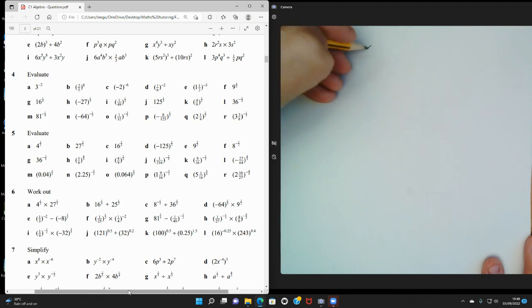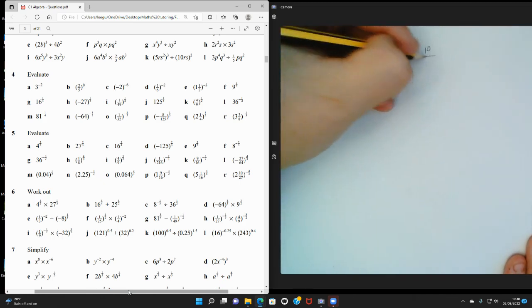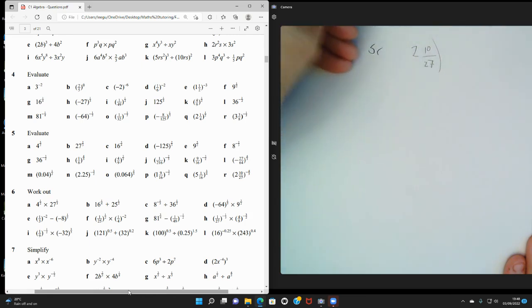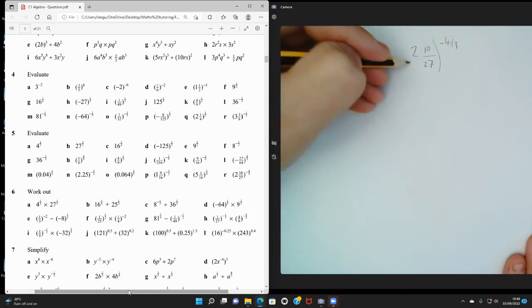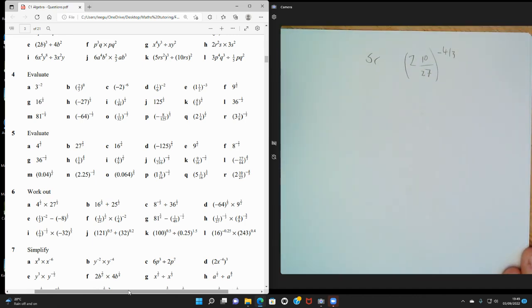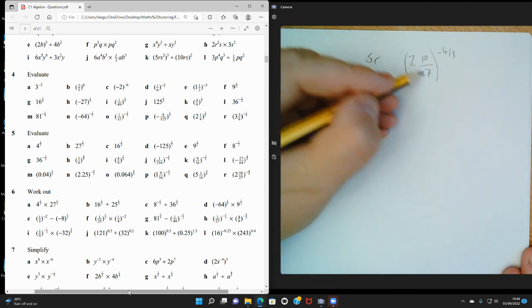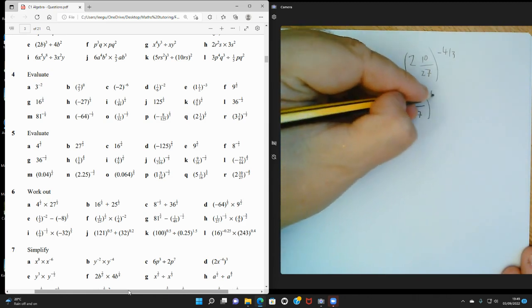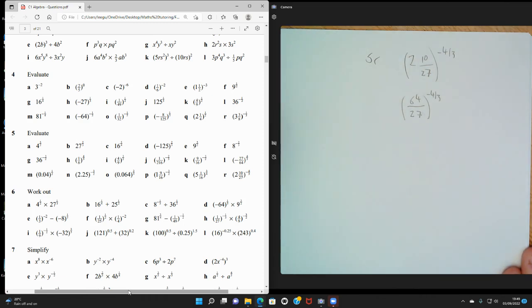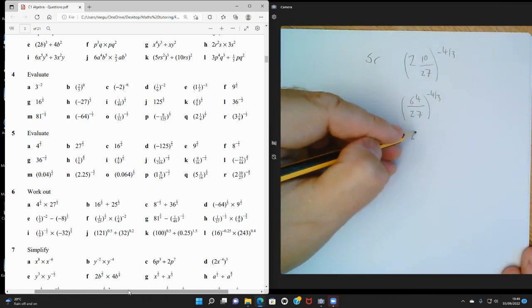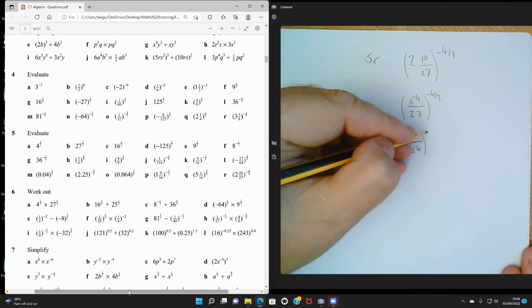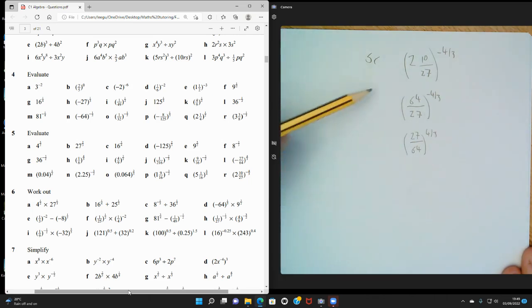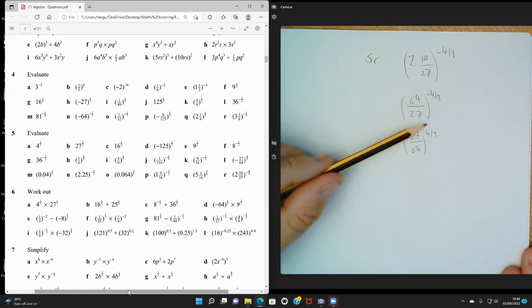5R, let's have a look at this one. Okay, here we have got 2 and 10 over 27, all to the power of minus 4/3. Okay, so we're going to change it into an improper fraction. So that's going to go to 2 times 27 is 54, add 10, so that's 64 over 27 to the power of minus 4/3. We are now going to take the reciprocal of the fraction and write that as 27 over 64, but we're going to change the negative into a positive. So in going from this line to this line, I've flipped the fraction, taken its reciprocal, and changed the negative into a positive.